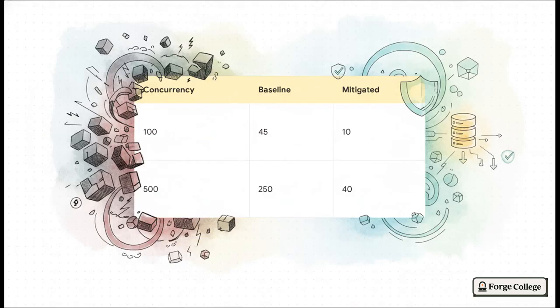By comparing your baseline numbers against your mitigated run in a clean table, you prove with hard data that your interventions actually worked. I mean, just look at the drop here. At a concurrency of 100, we dropped from 45 errors down to 10. And at 500, we went from 250 errors all the way down to just 40. This is the undeniable proof you bring to your engineering team to justify your architectural changes.